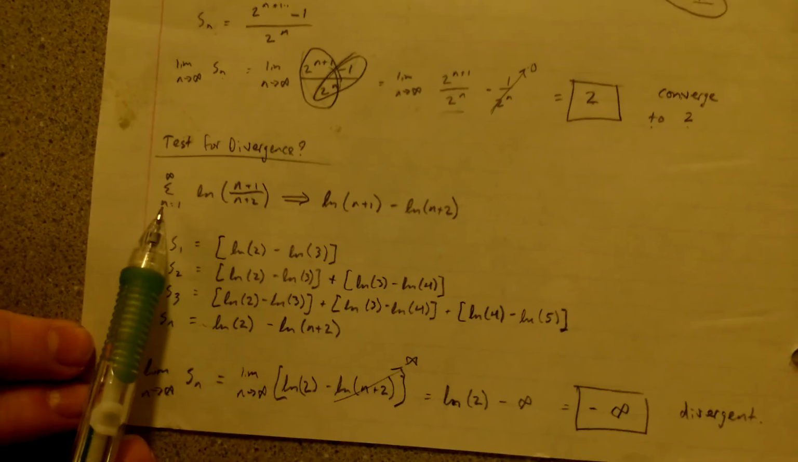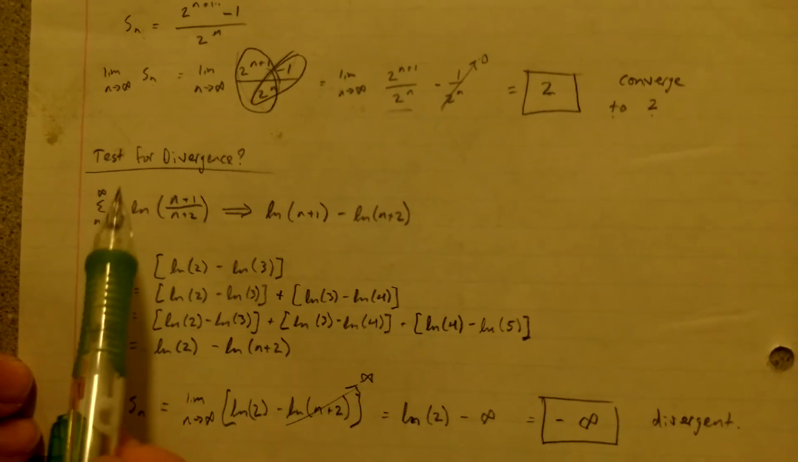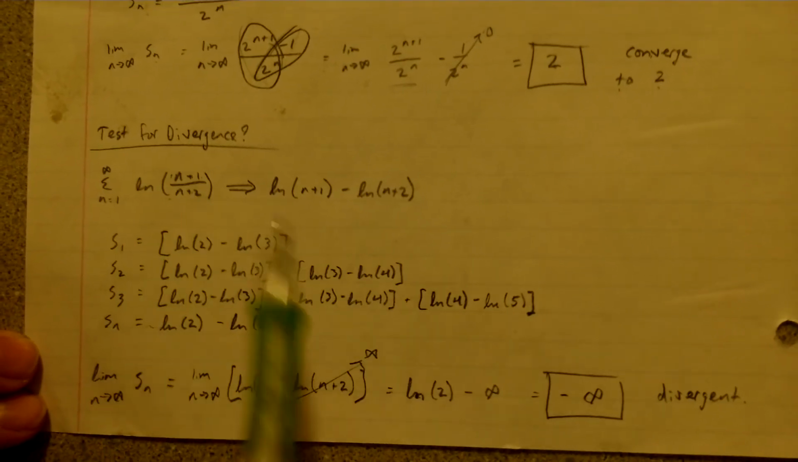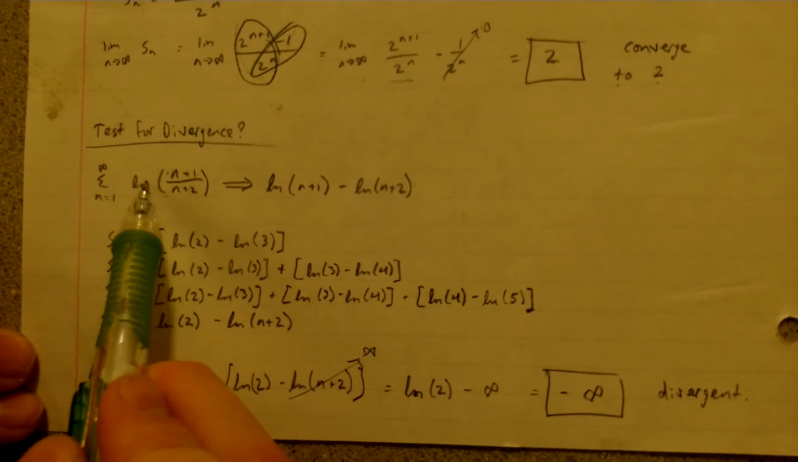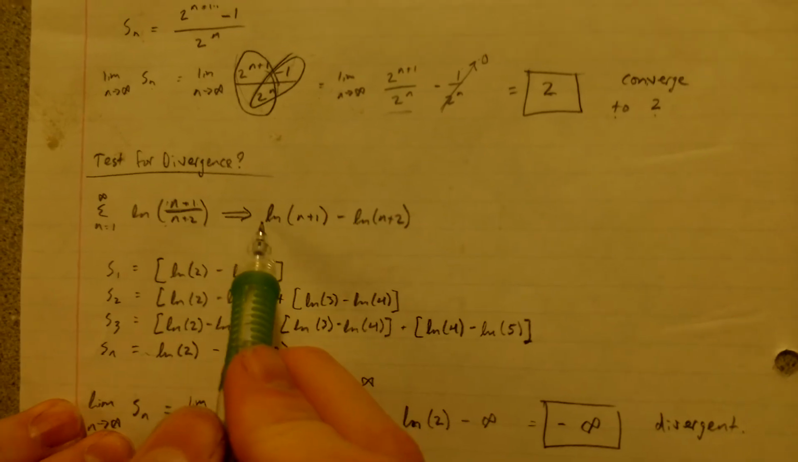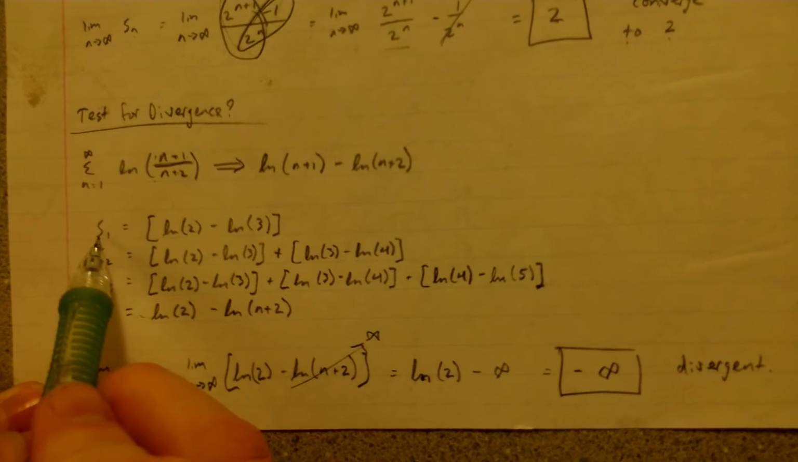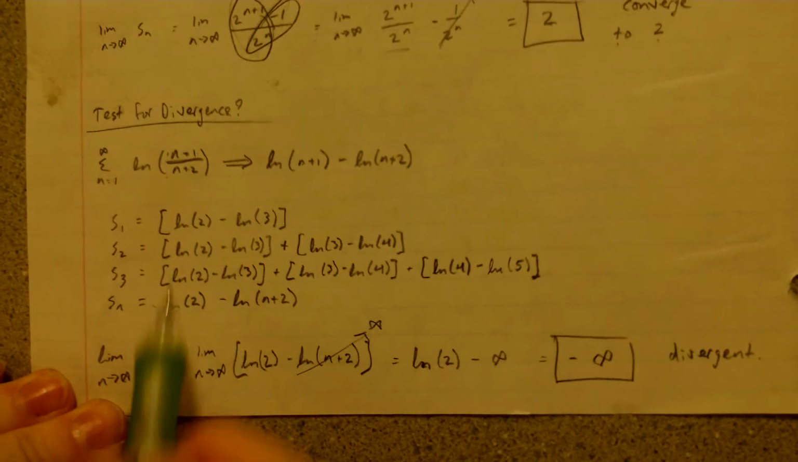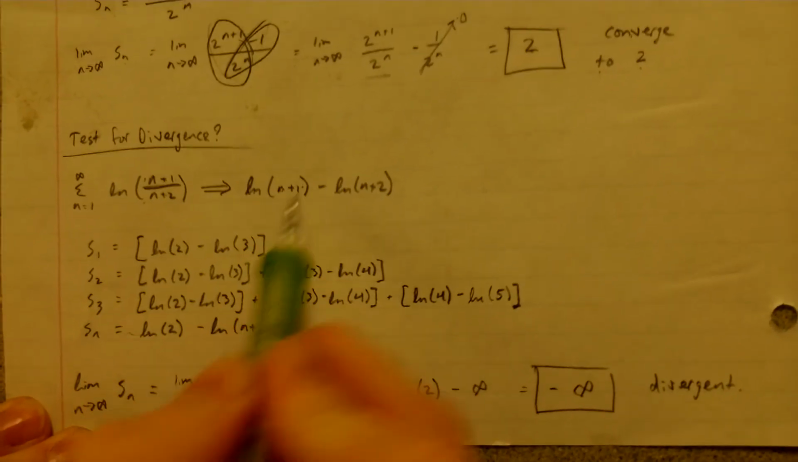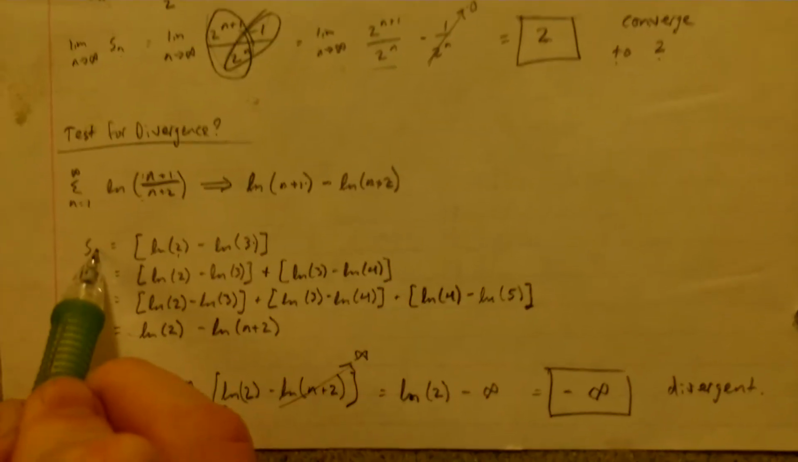Another thing we can do is test for divergence, and here's a basic form we have here: the infinite series starting at 1 of the natural log of (n+1)/(n+2). Now we already know the natural log rule: for two things divided, we can subtract them. So it's natural log of the top minus natural log of the bottom. Now we're going to find our partial sums. If we plug in 1 for n, we get natural log of 1 plus 1, which is 2, minus natural log of 1 plus 2, which is 3. That's the first partial sum.